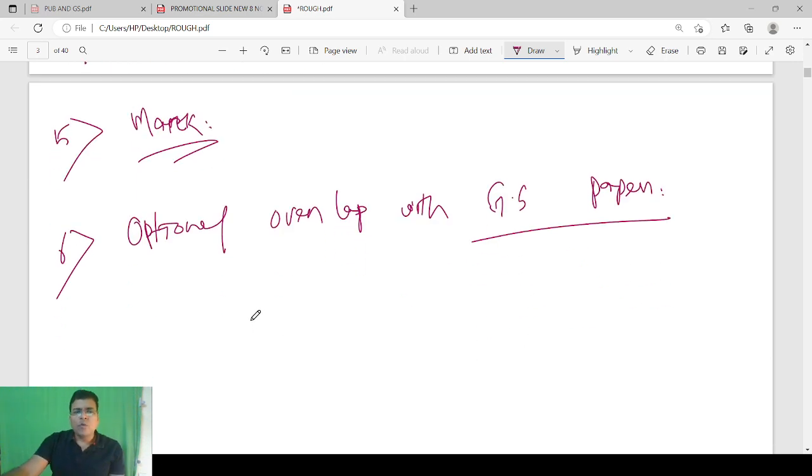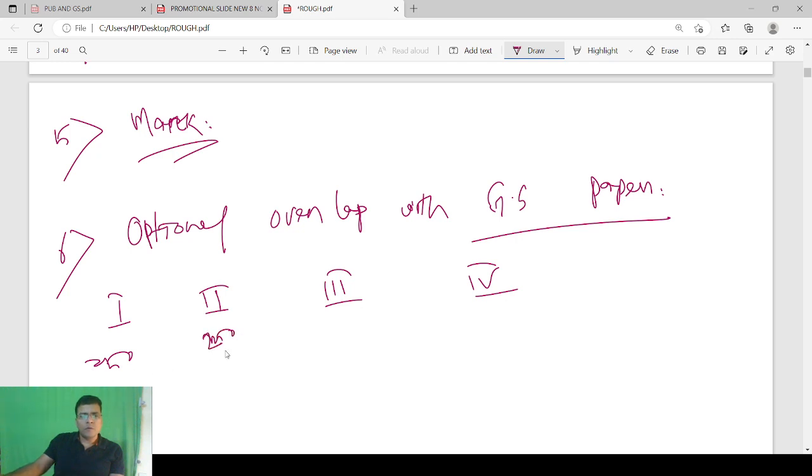Many people think this is not relevant, but yes, it is relevant to some extent. Because listen, you have to read 4 GS papers, 250 marks each, and optional is 500. So it is an advantage, although I am not saying it is very essential, but it is an advantage if your optional paper has overlap with any GS paper.